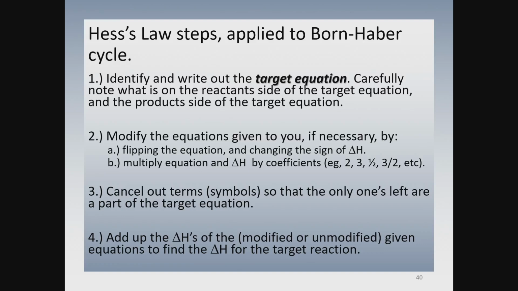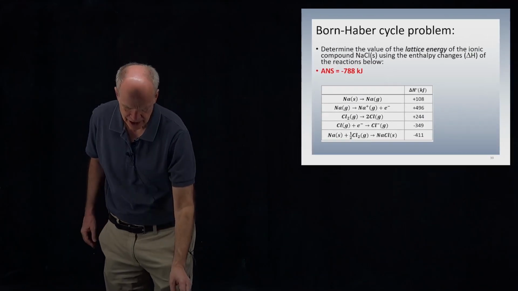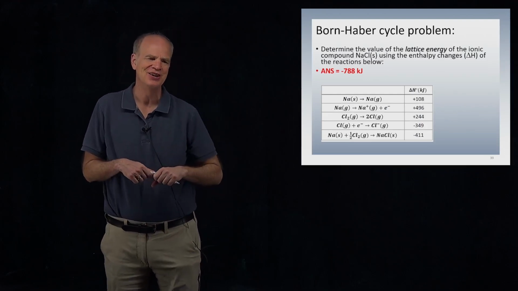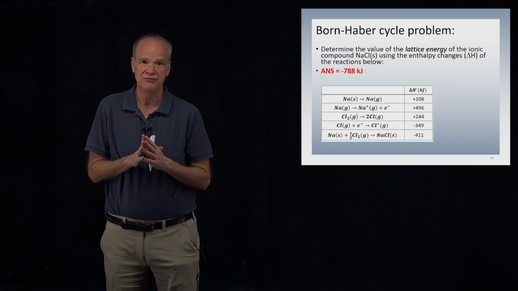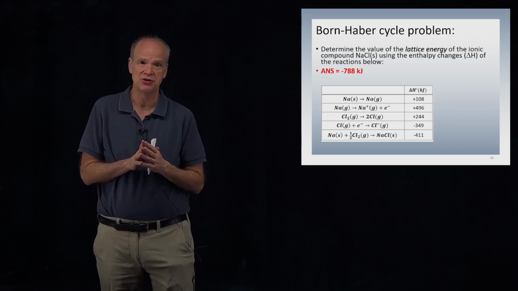And then finally, the last step is add up the changes of enthalpies of the modified or unmodified given equations to find the change of enthalpy of the target reaction. Okay, so if I can reduce the slide. Okay, so what I'm going to do is try to figure out what the change of enthalpy is for the formation of solid sodium chloride from its ions. And so that change of enthalpy is also called a lattice energy.